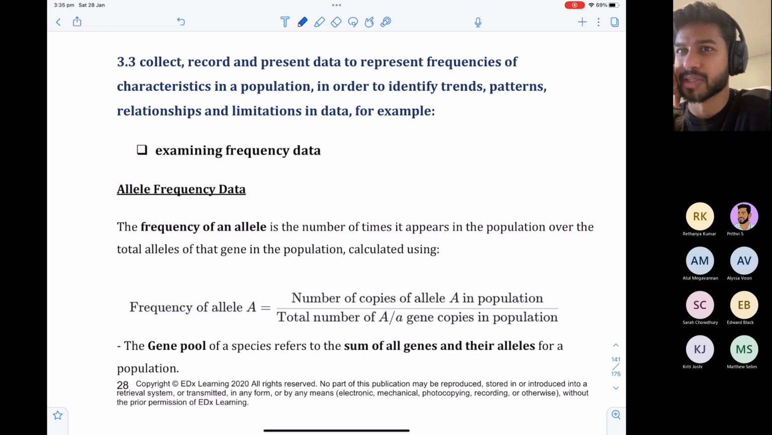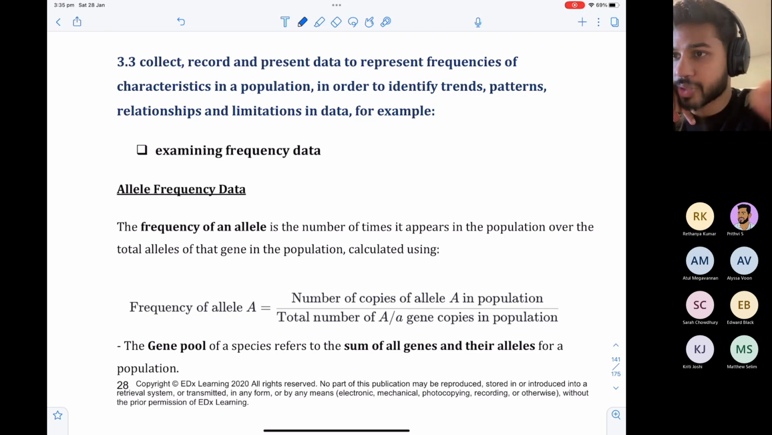I wish they could just keep it very simple. And the "for example" is telling you what's high yield. So pretty much just saying, we're going to give you genetic data in the form of tables and graphs. You will need to analyze it. And most commonly, we are going to give you data to calculate allele frequencies.